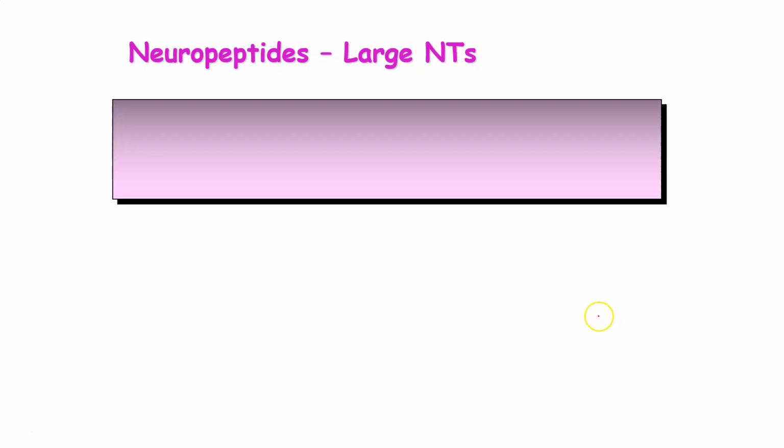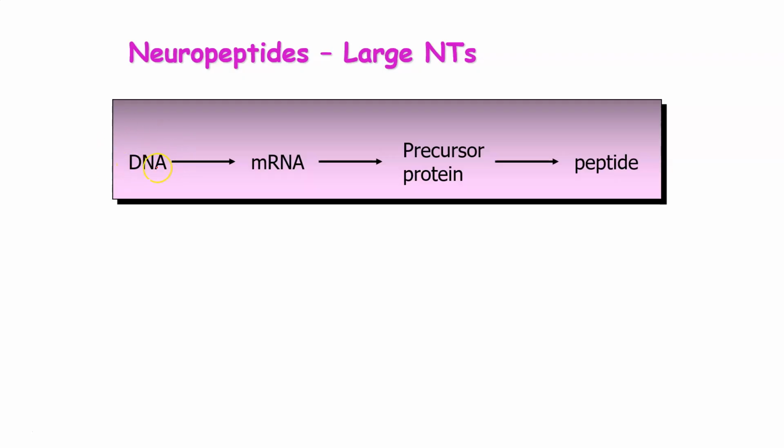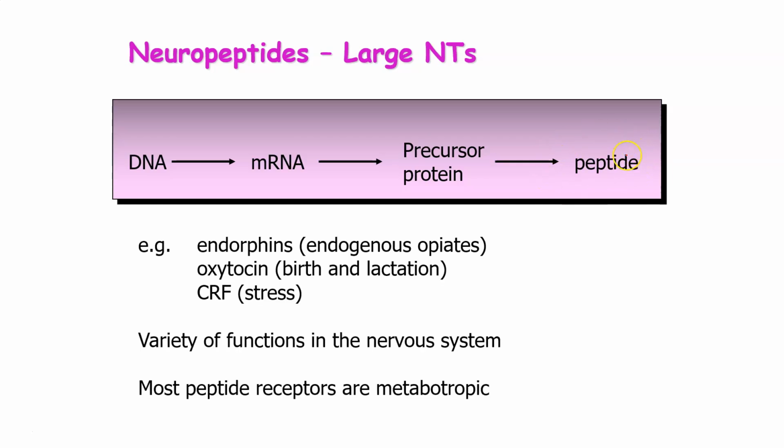But like all peptides or proteins, neuropeptides are synthesized in the soma using DNA to make mRNA. Then a precursor protein is made, and enzymes break that precursor protein down into the peptide or active neurotransmitter. The peptides get packaged into vesicles in the Golgi apparatus in the cell bodies, and then transported down the axon to the terminal.